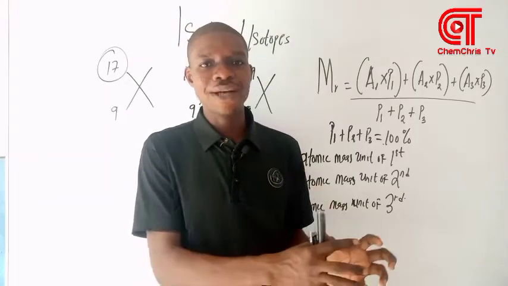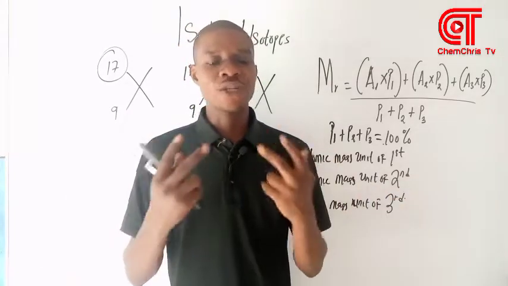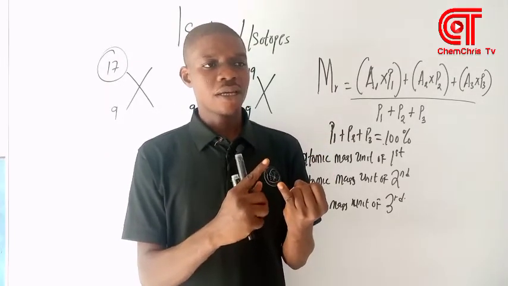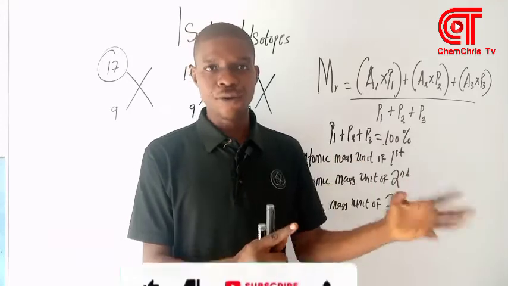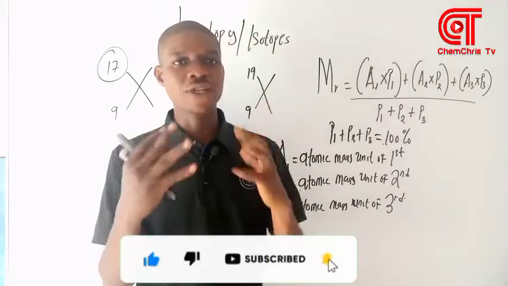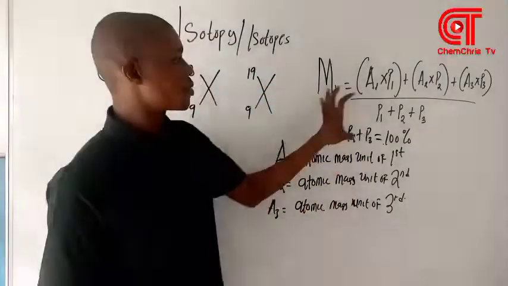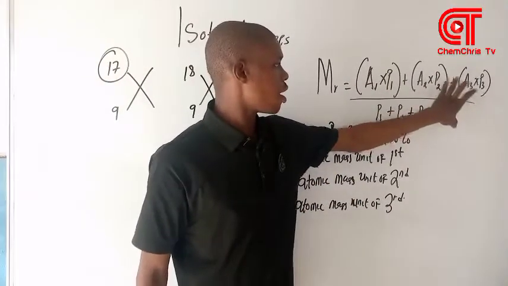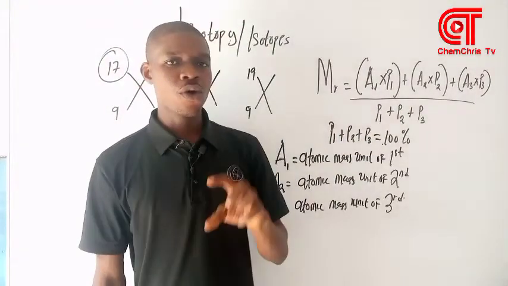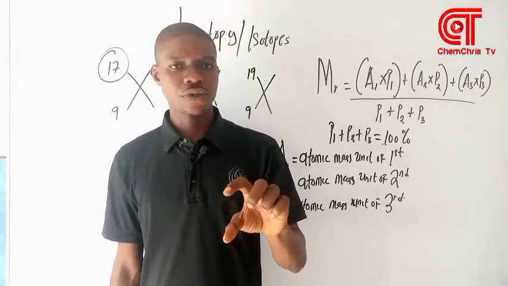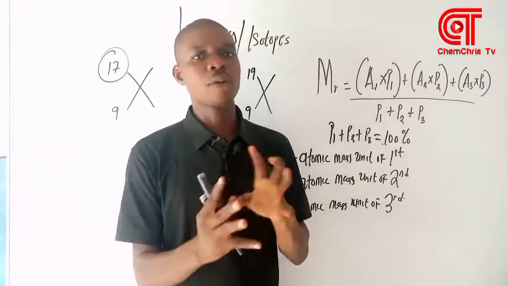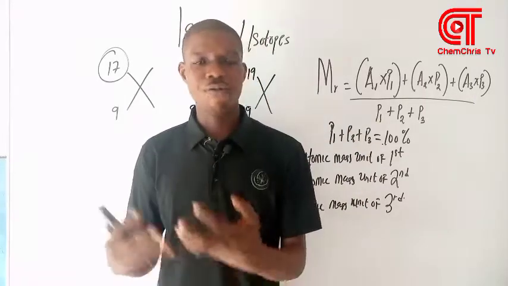Now, when solving a question and you are asked to calculate the relative atomic mass of an element with various isotopes, you'll be given two things. First, the relative atomic mass of the various isotopes. Second, the percentage abundance of the various isotopes. Once you have those values, substitute them into the formula and calculate your answer. I'm going to show you one question, then I'll link some similar questions in the description, which you can solve for yourself.